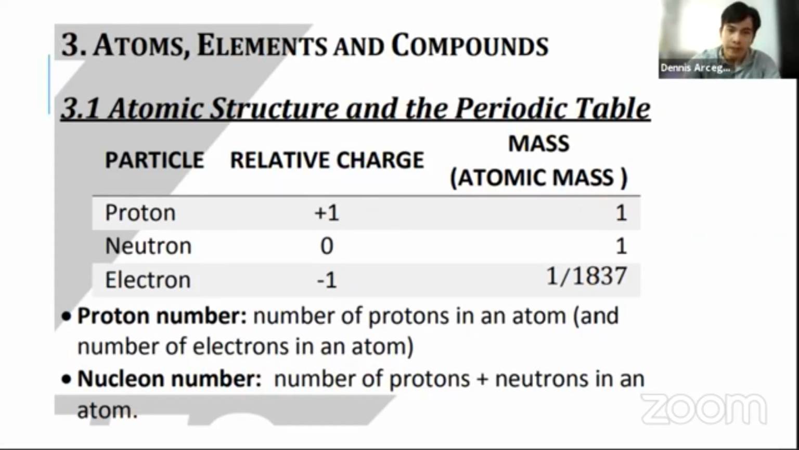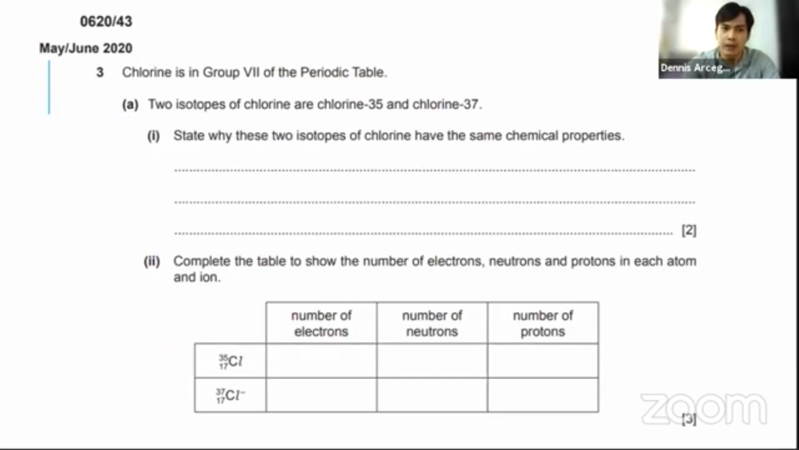Then next will be like this one for paper four. Look at this. Aside from identifying the electrons, neutrons, and protons of an atom, sometimes they will ask you about ions and also isotopes. Now look at this question. Chlorine is in group 7 of the periodic table. 2 isotopes of chlorine are chlorine 35 and chlorine 37. You know the meaning of isotopes, right? Same number of protons, but different number of neutrons. Okay, now let's try to answer this.